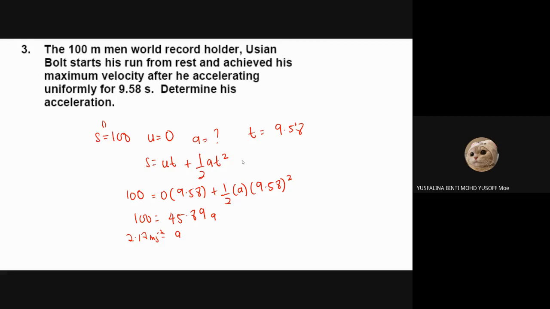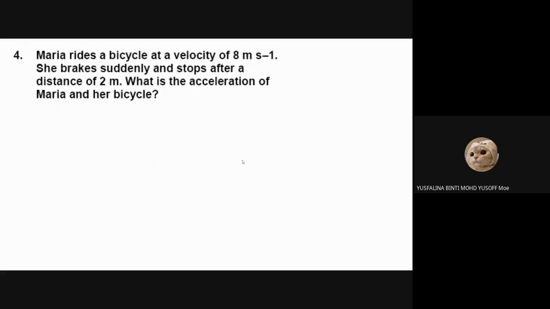Yes, okay. Right, so let's see question number 4. It says Maria rides a bicycle at a velocity of 8 meter per second. She brakes suddenly and stops after a distance of 2 meter. What is the acceleration of Maria and her bicycle? Write down all the info that the question gave.